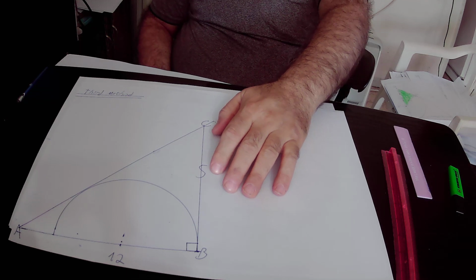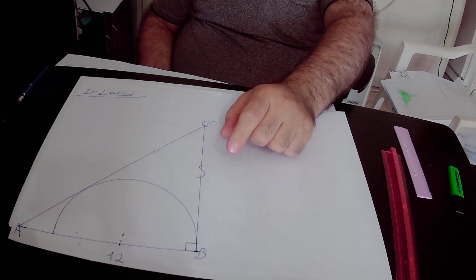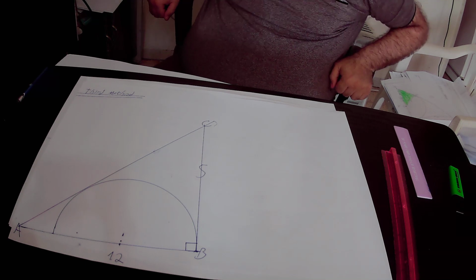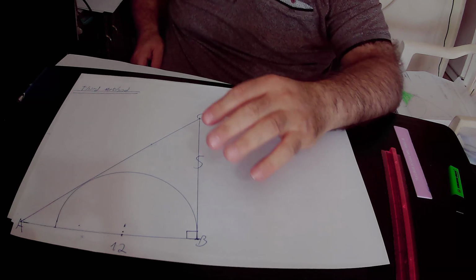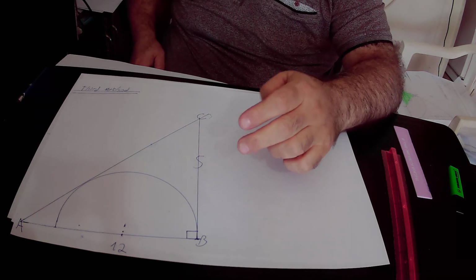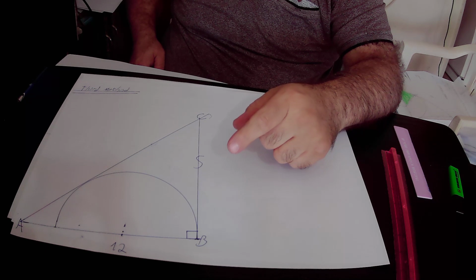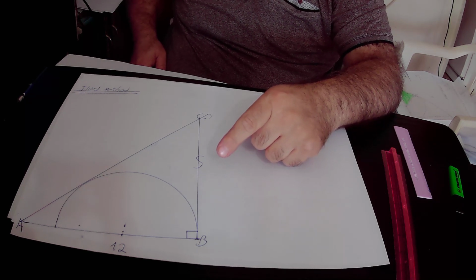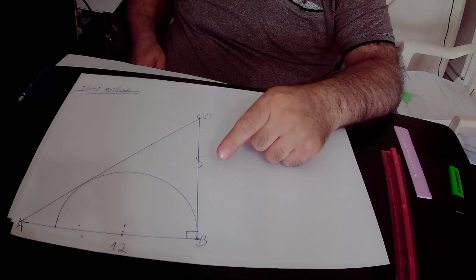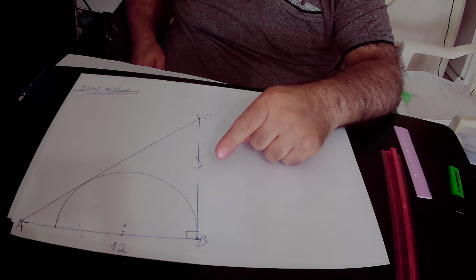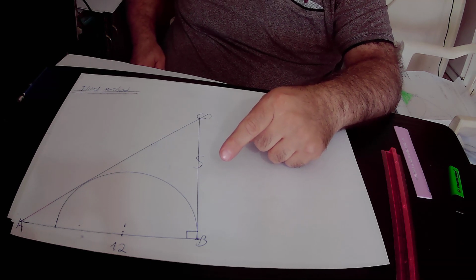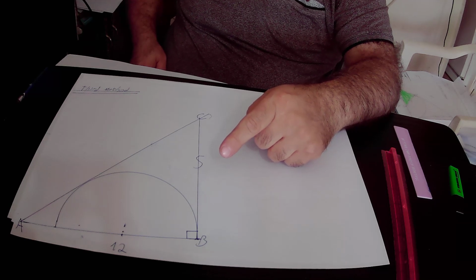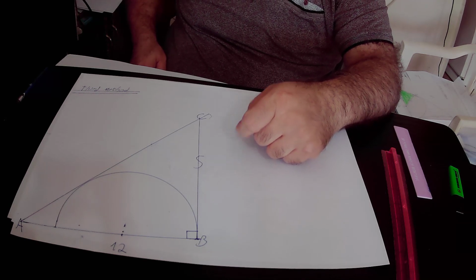In the third method, as in the second method, I drew the mirror image of this figure, and then I joined this figure with its mirror image, and in this way we created a circle that is inscribed by a triangle.